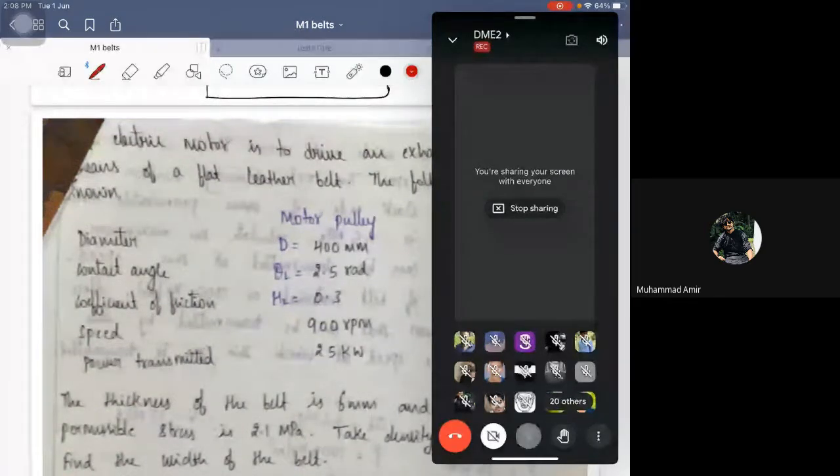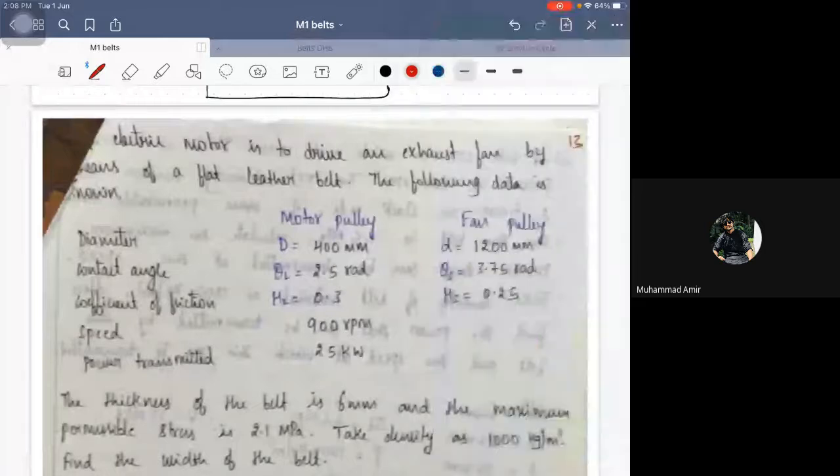Okay, dear. So in this particular problem, what is driving what? That has to be found out first. So electric motor is driving an exhaust fan. So clearly he is indicating that the driver is an electric motor and the driven is an exhaust fan. By which type of belt is it being driven? It is driven by a flat belt drive, which is clearly mentioned over here.